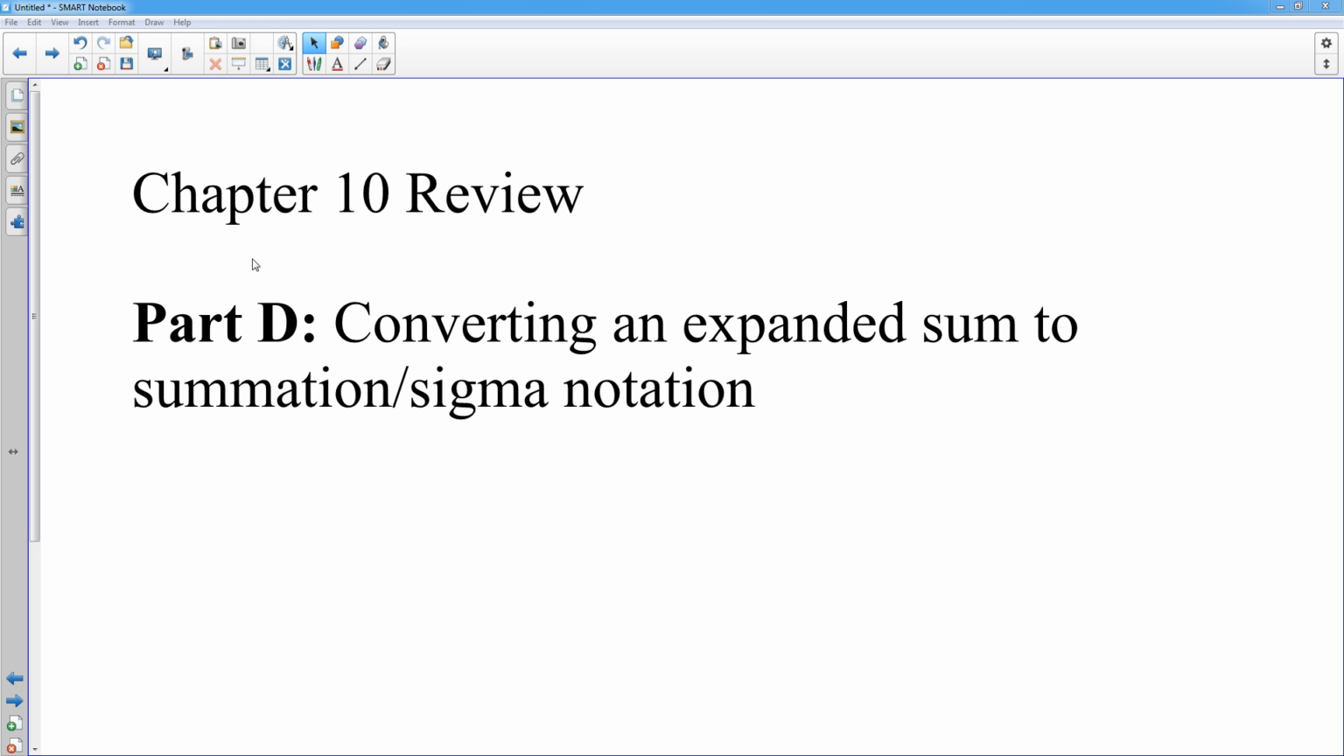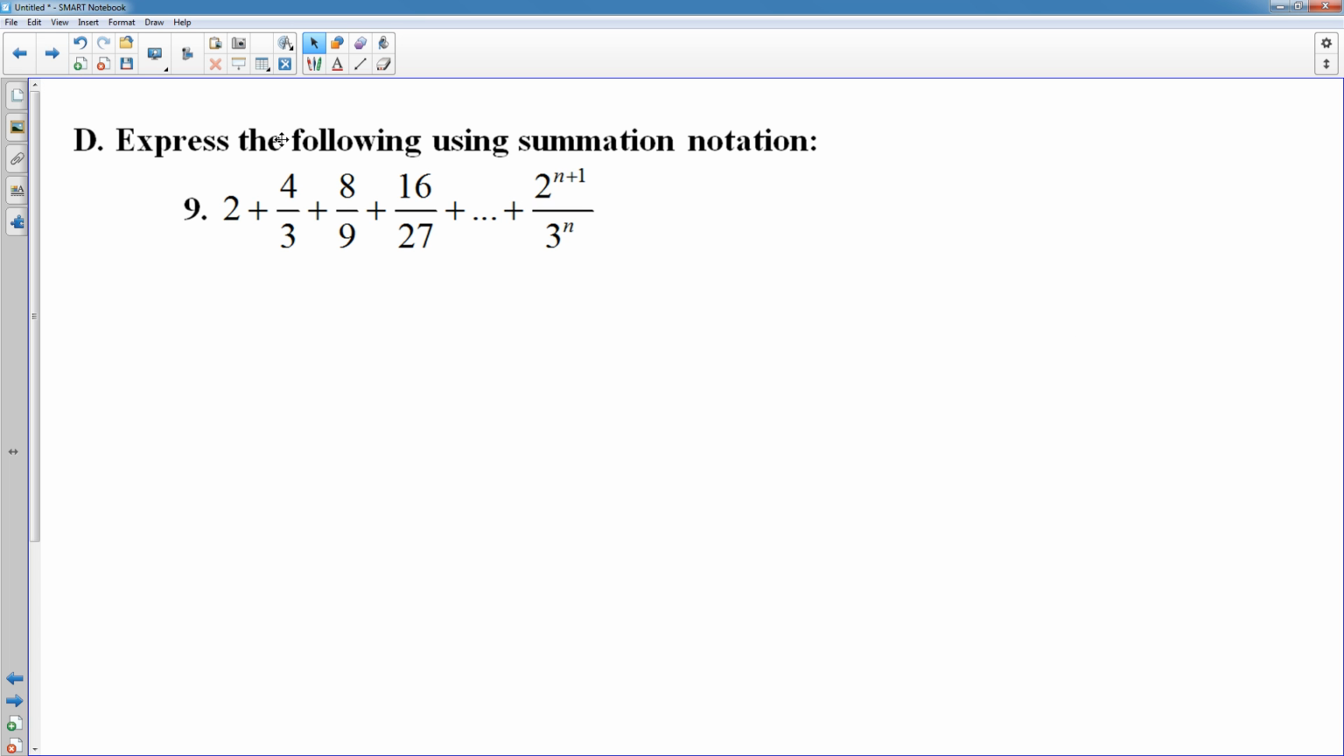Alright, in this part of the review, this is looking at a written out sum and converting it into sigma notation. Probably one of the more tricky things that could be on the test. We have several problems, or we've done them before, where I give you the sigma notation and then you expand it out and add the terms. Here we're going in the opposite direction. I'm giving you the expanded out terms and then I'm asking you to convert it into sigma notation.